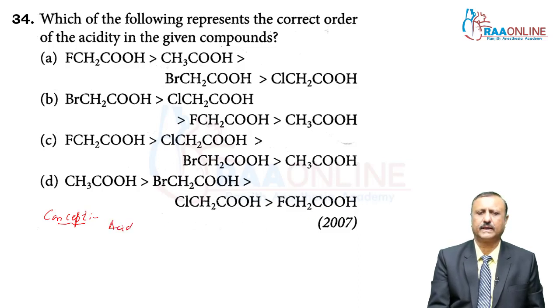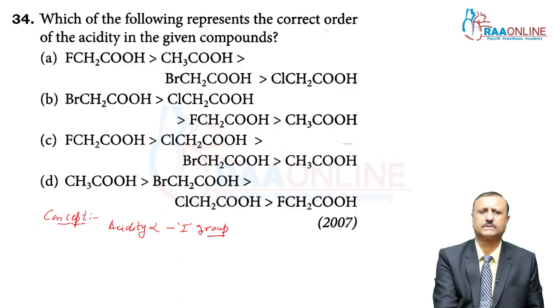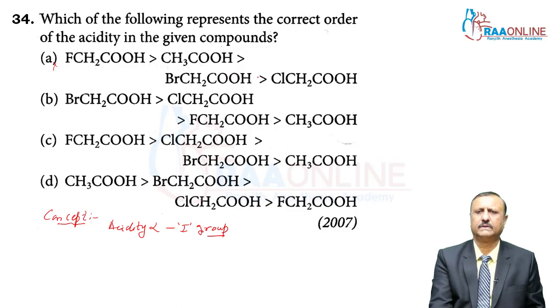Acidity of carboxylic acid. Carboxylic acid acidity is proportional to the minus I group. My dear students, here you can see the minus I group: chlorine, CH2COOH, then acetic acid, bromine. This is a wrong answer, because when all halogens are present with the acetic acid, then acidity increases. So it is wrong, because here only acetic acid comes before bromine and chlorine.